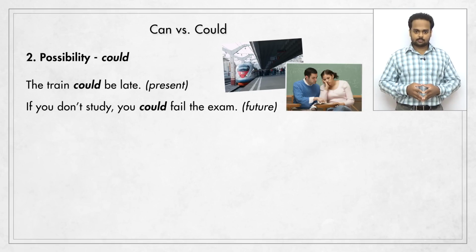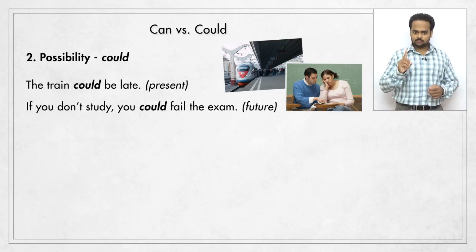Here's another one. If you don't study, you could fail the exam. Are you sure to fail the exam? No, you could pass, but I'm saying that it's possible that if you don't study, you will fail. Notice that this sentence talks about future possibility.